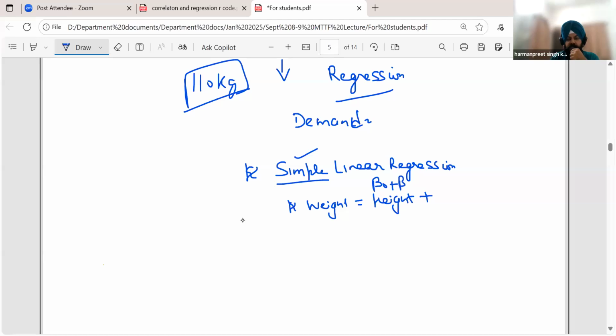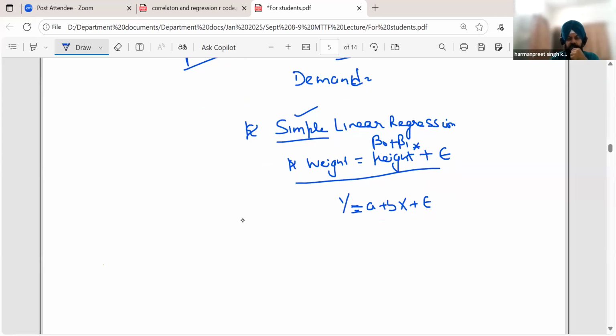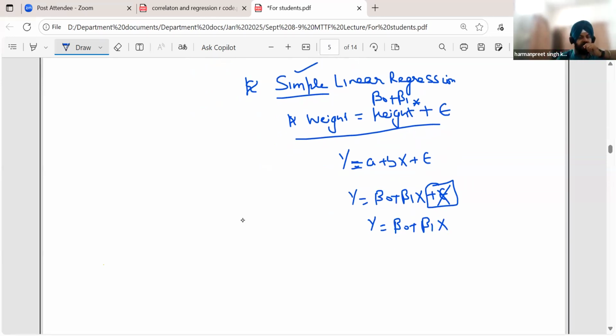Now I think we have observed that there are some coefficient terms in the literature, like beta naught plus beta 1 into height plus an error term. So what are these terms? Can anybody explain? I think you have seen this equation in other books: y is equal to beta naught plus beta 1 x plus epsilon. Maybe some books neglect the epsilon term and have only written y is equal to beta naught plus beta 1 x. Can anyone help me with the meaning of these equations?